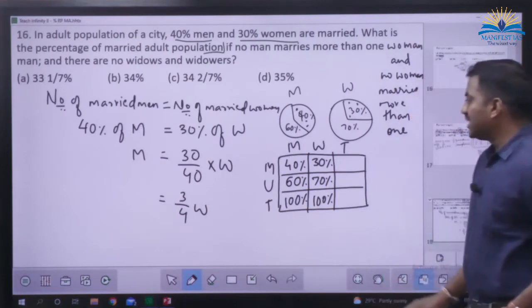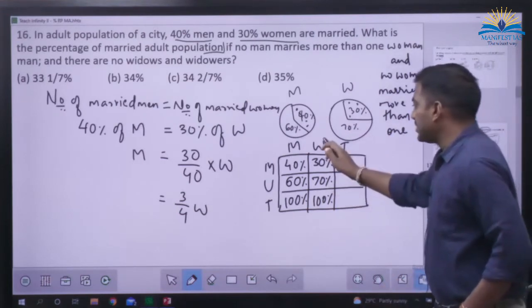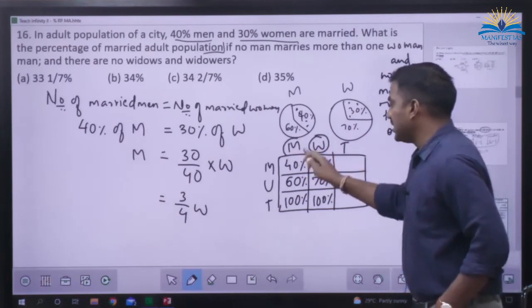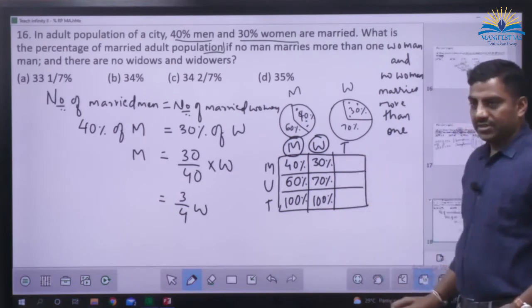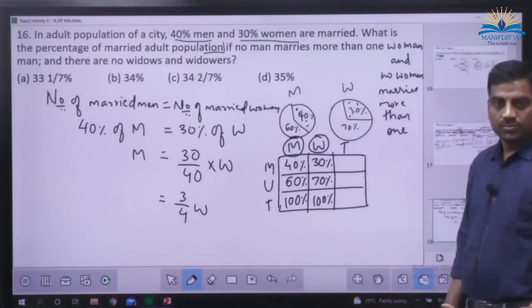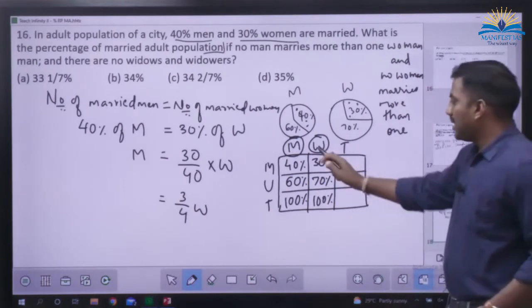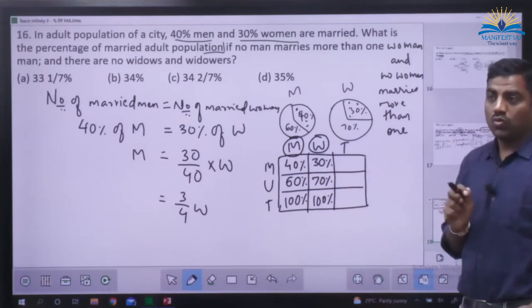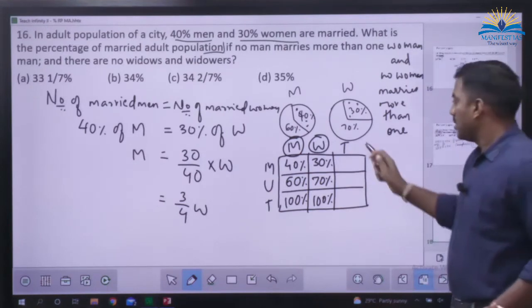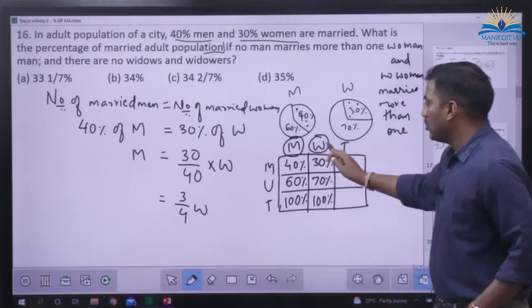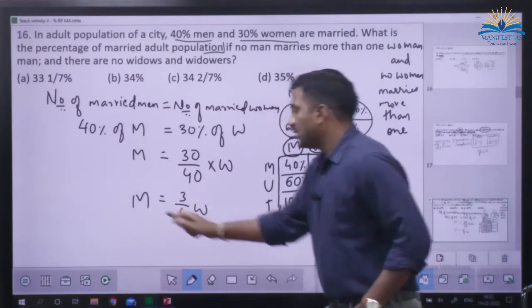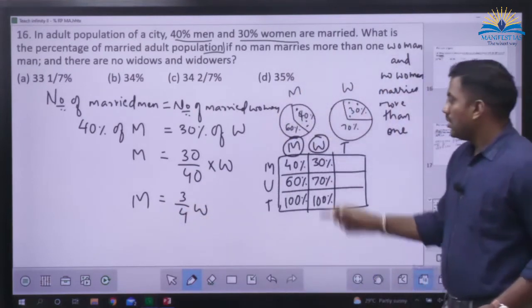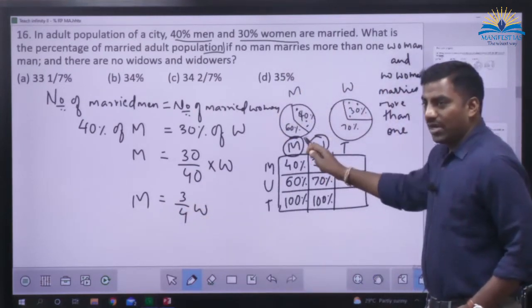So, if you consider the women's population as W and the men's population as M. What is the total population? M plus W? Yes or no? Correct? Total population is M plus W. W is W. What about M? 3 by 4W.